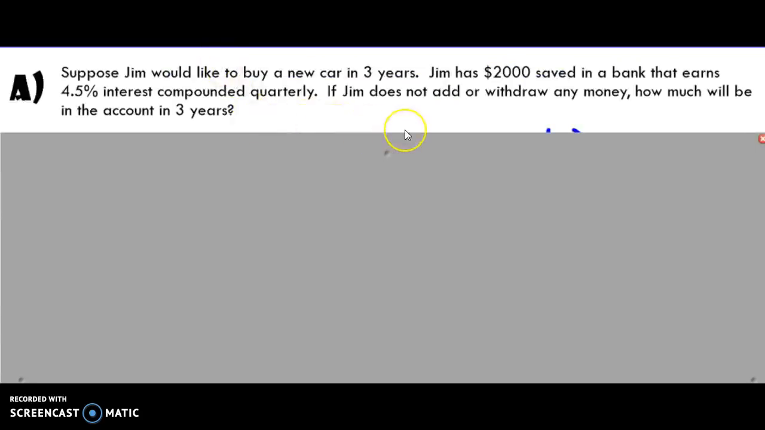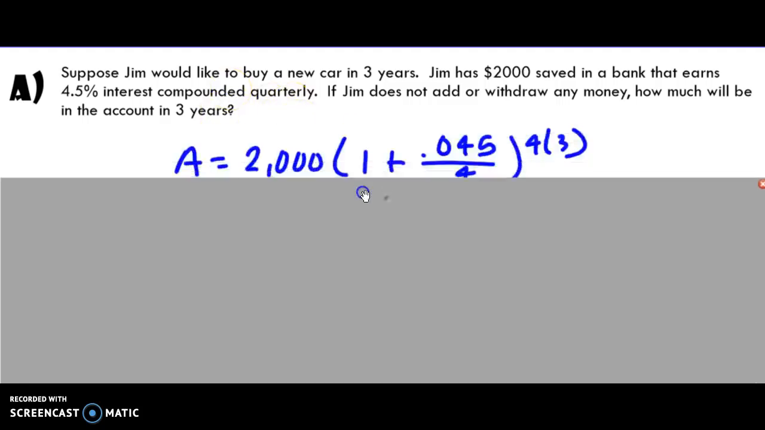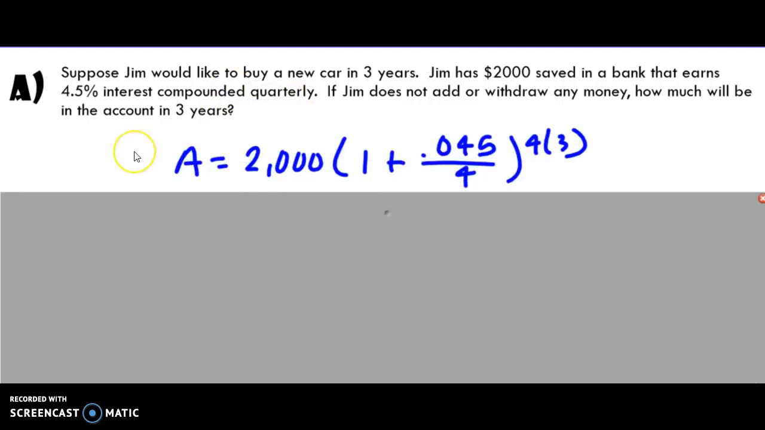So example A is talking about Jim who would like to buy a new car in 3 years. He has $2,000 saved in a bank, and that earns 4.5% interest compounded quarterly. If he does not add or withdraw any money, how much will be there in 3 years? So reading that through, 2,000 will be my starting amount. That'll be our P value. 4.5 will be our interest rate. So anything with your percent will be your interest rate. Quarterly will be our N value, how many times it's compounded in a year. So that will be 4 times. And then 3 will be our T value.